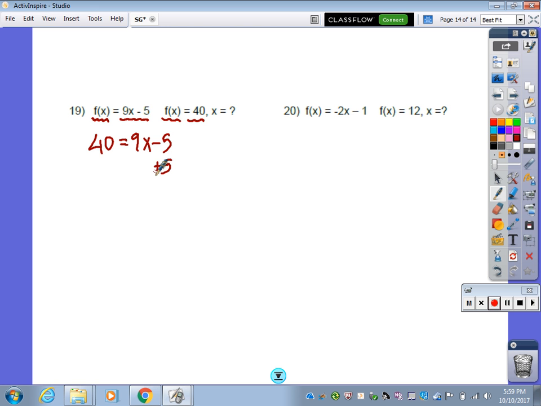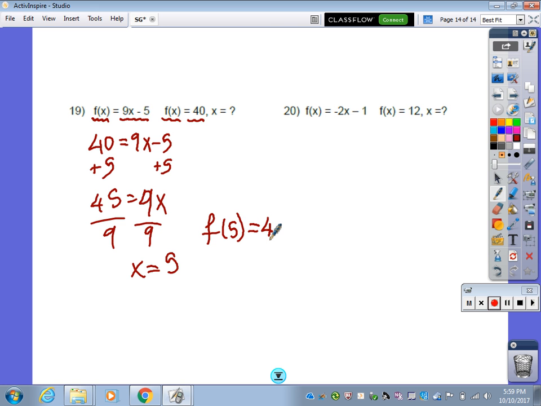Add 5 to each side. 45 is equal to 9x. Divide each side by 9. X would be equal to 5. So f of 5 is equal to 40. That means when x is 5, y value is 40.